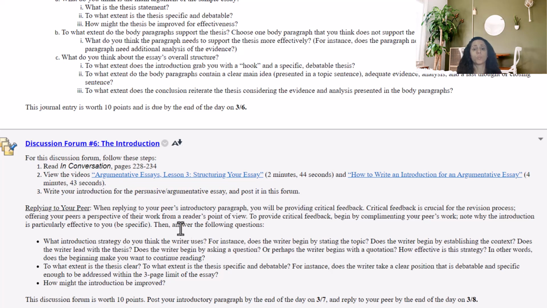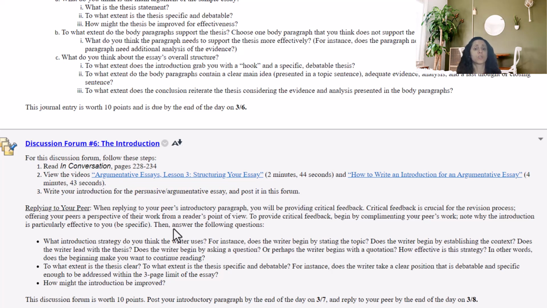When replying to your peer's introductory paragraph, you will be providing critical feedback. Critical feedback is crucial for the revision process, offering your peers a perspective of their work from a reader's point of view. To provide critical feedback, begin by complimenting your peer's work. Note why the introduction is particularly effective to you, be specific here, and then answer the following questions.